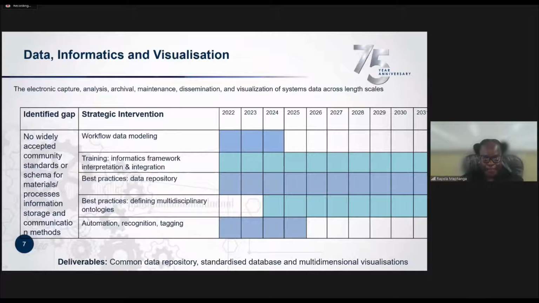And the next program is on data informatics and visualization. This is mainly about using the data that has been generated since the beginning of science. So it could be well-structured data or some metadata. So there are a lot of activities that could be looked at under this particular program. And the gap that we identified was that there are no widely accepted community standards or schema for materials or processes, information storage and communication methods.